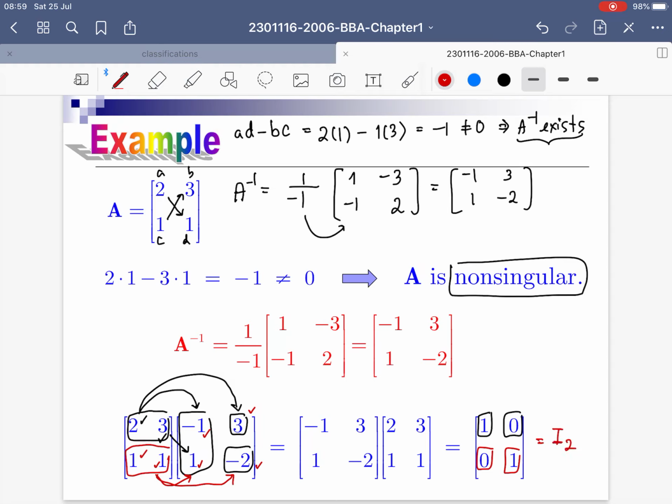Then you can also look at the one where you interchange the order of your A and A inverse. So this one is A inverse times A, and it also becomes your identity I2.